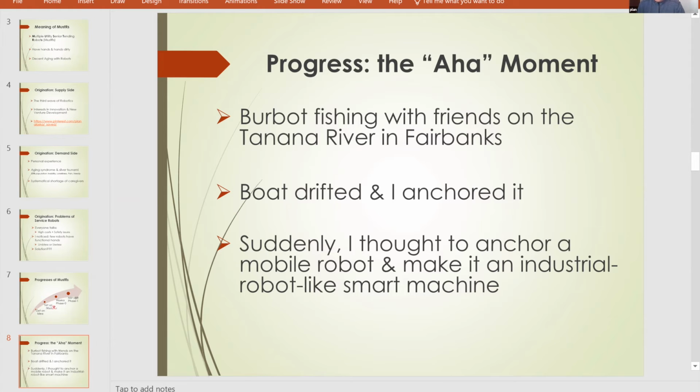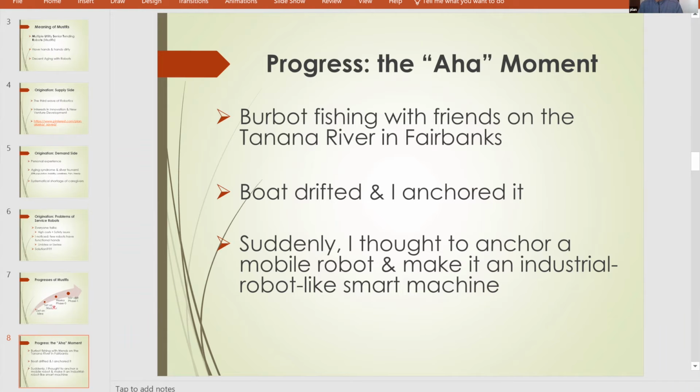So when we try to do the fishing, I am always thinking about robots, right? When we go, you see, the bobber fishing is under the shore. So we drive the boat to the shore, and we put the string there, but the boat is moving. So I anchored the boat, right? When I anchored the boat, I suddenly got the idea, this aha moment. Why can't I anchor the robot?